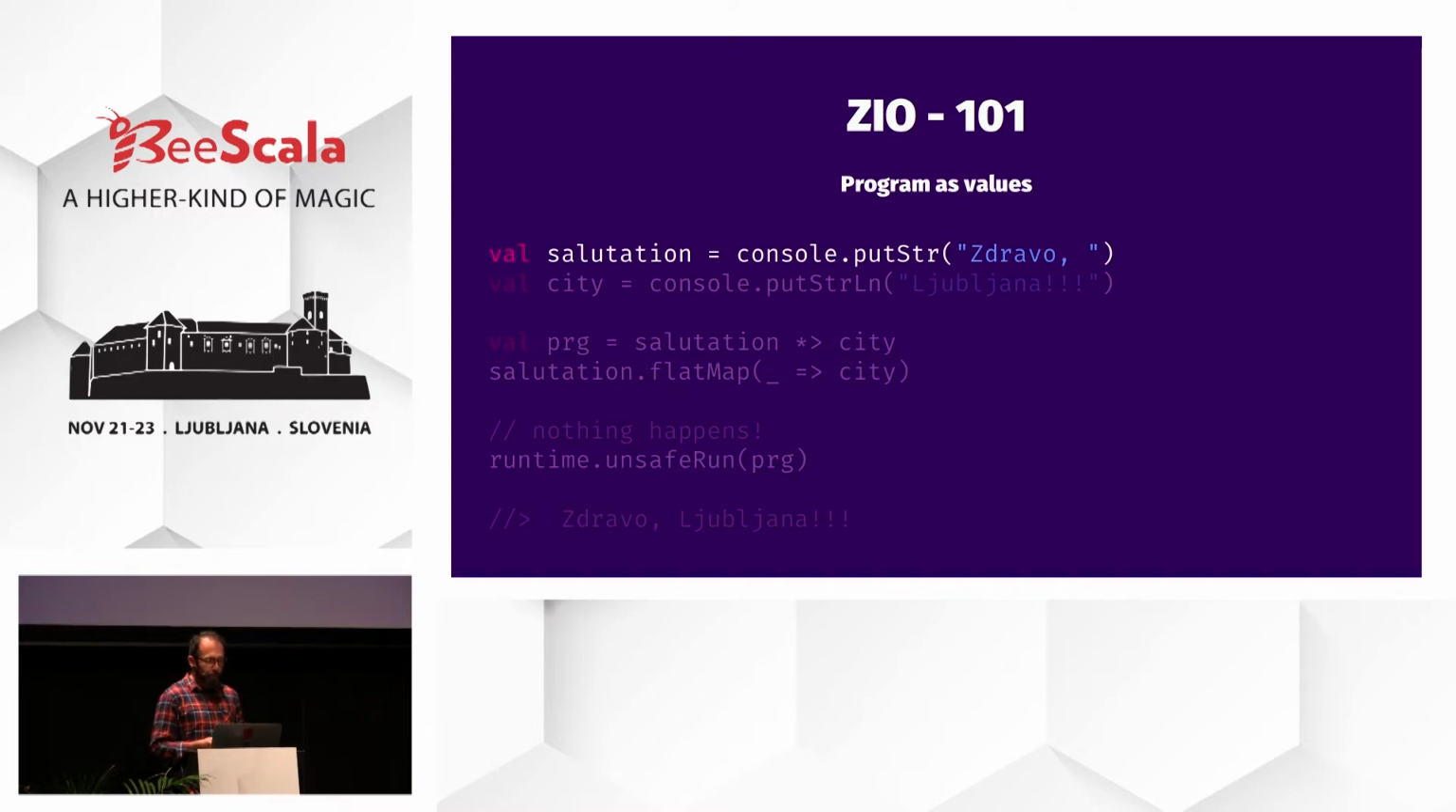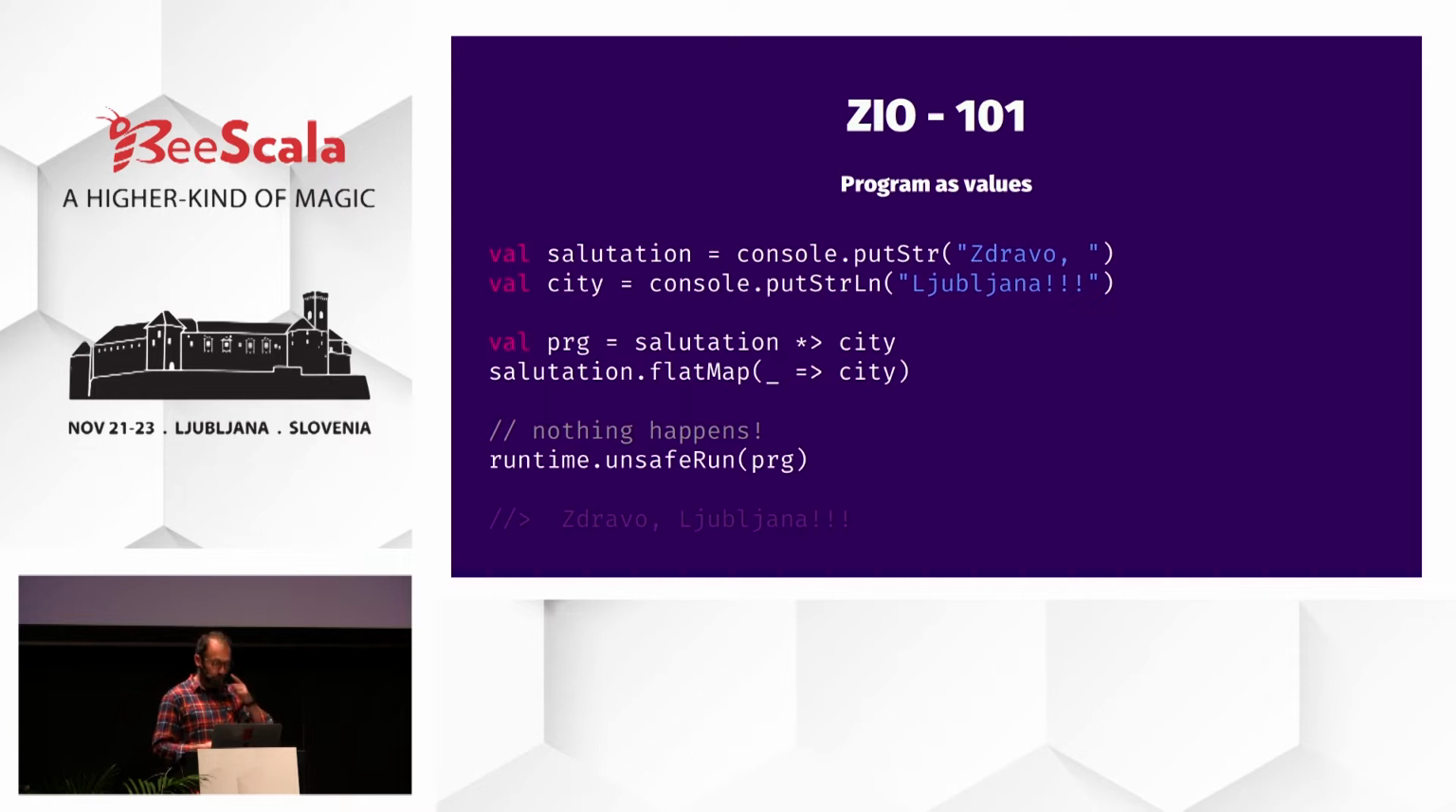So I will go quickly through the ZIO foundations. You know that ZIO is a functional effect library, so programs are values. So there is an instantiation phase of these values, a combination phase where you can combine two values. Here you can combine two programs, where one will print Zdravo and another one will print Ljubljana. And then we're going to combine them together. And at the end, there is an interpretation phase that actually will print what we told the program to print.